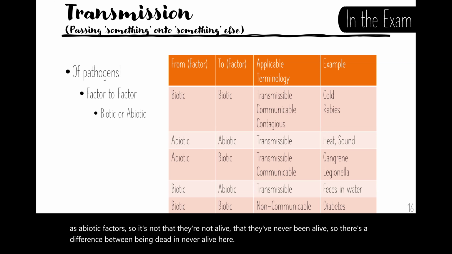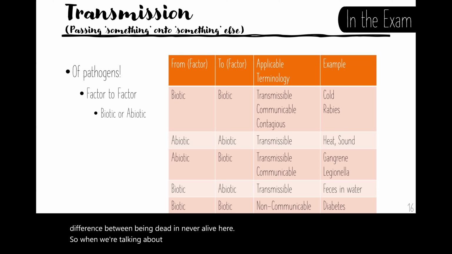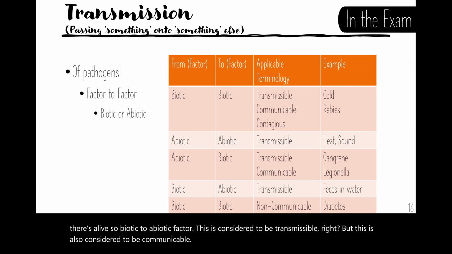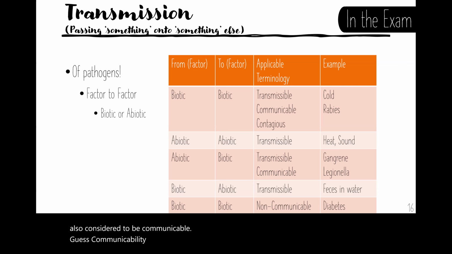So when we're talking about a transmissibility from something that is alive to another thing that is alive, so biotic to a biotic factor, this is considered to be transmissible, right? But this is also considered to be communicable, because communicability implies things that are alive. But also this means that it can be contagious, meaning that it's being transmitted from some living source.